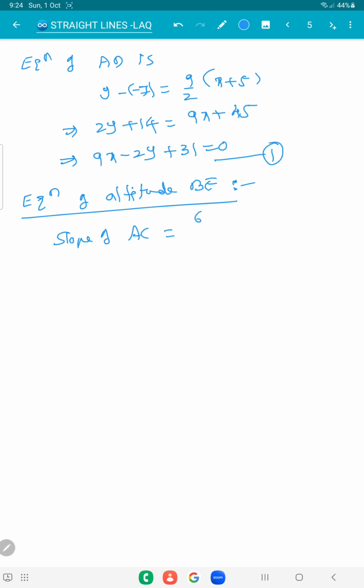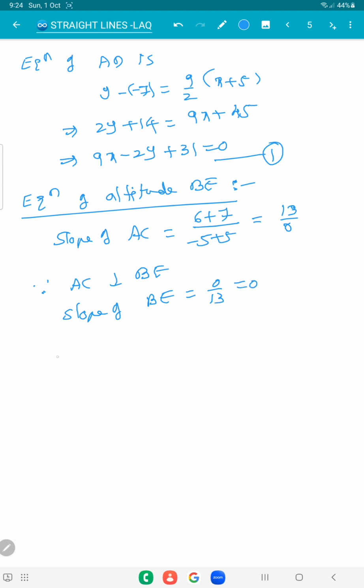6 minus y1, by 6 plus 7 by minus 5 plus 5. So that is equal to 13 by 0. That is not defined, sir. 13 by 0, keep it like that. Since AC is perpendicular to BE, slope of BE is equal to 0 by 13. That is 0. So therefore equation of BE is y minus y1 is equal to m into x minus x1. So that implies y minus 2 is equal to 0.